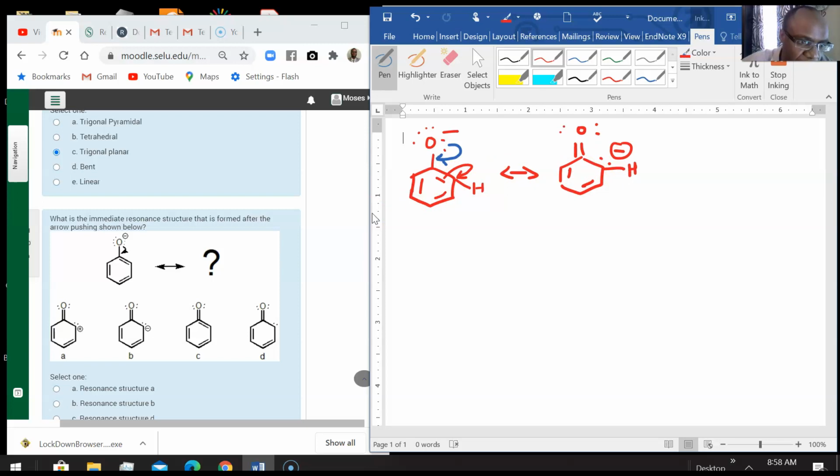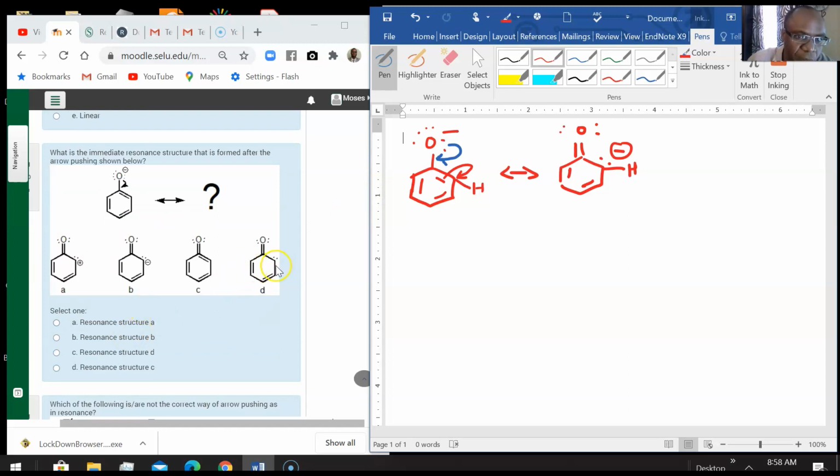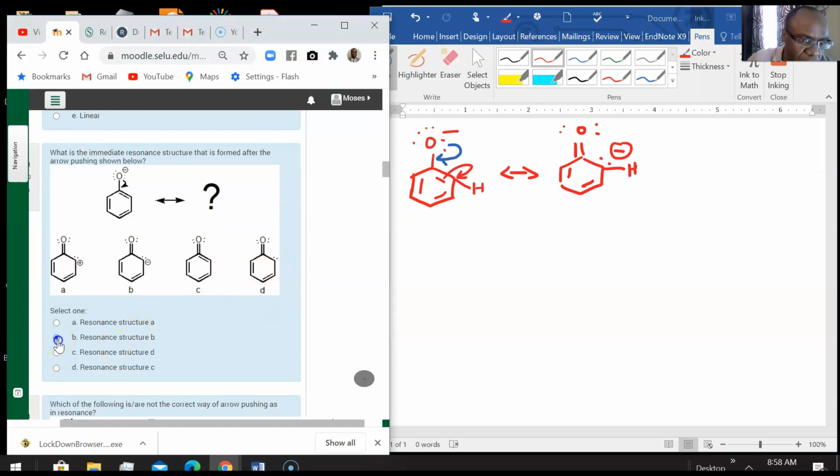So which is the answer? It looks like the answer is resonance structure B, not D. D is not showing the formal charge, that's why it's wrong. So it's resonance structure B.